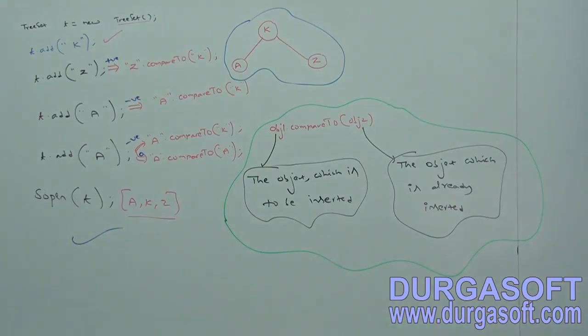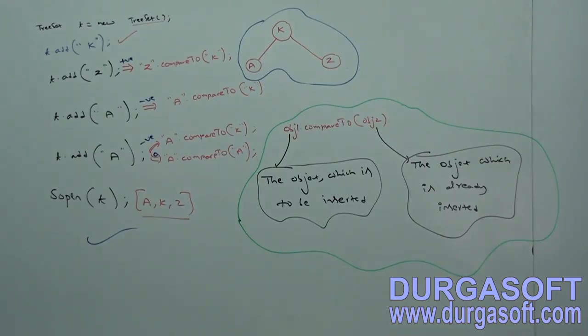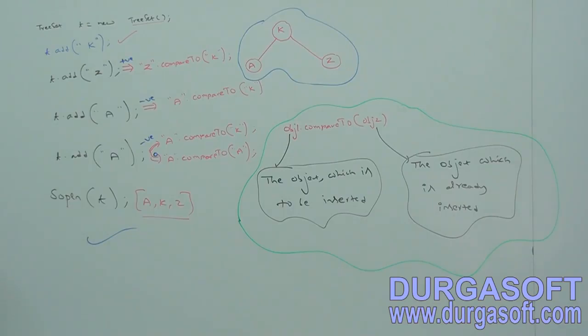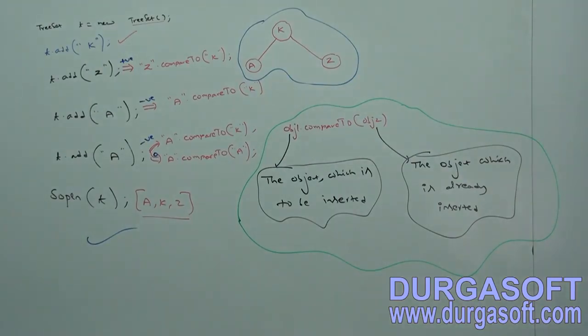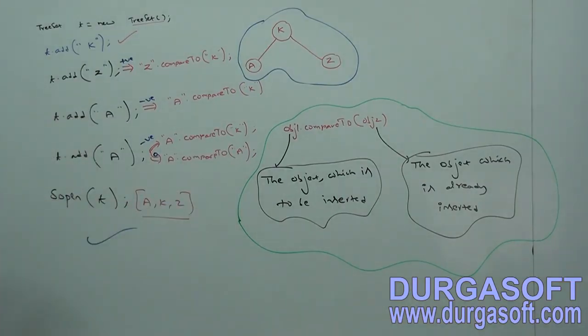TreeSet t = new TreeSet. t.add("k"). Next t.add("z"). Next t.add("a"), a.compareTo(k), a.compareTo(a), like a, k, z, like we are going to get.